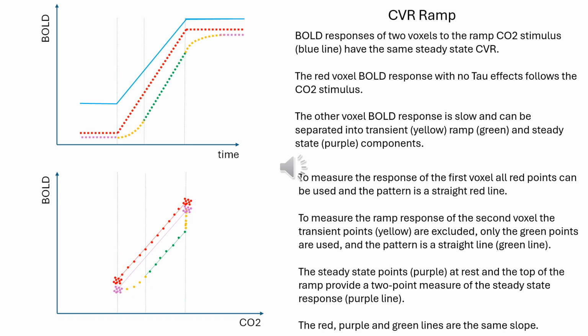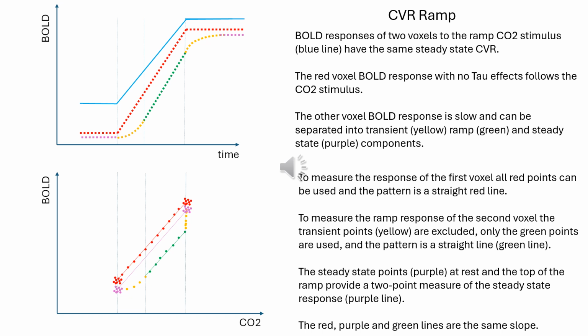The CO2 stimulus shown here in the top graph, blue line, has a resting portion, a ramp, and a portion at an elevated CO2. The upper graph shows the BOLD responses of two voxels with the same steady-state CVR. The red voxel BOLD response with no tau effects follows the CO2 stimulus. The other voxel BOLD response is slow and can be separated into the transient, the yellow points, the ramp, the green points, and the steady-state purple points components.